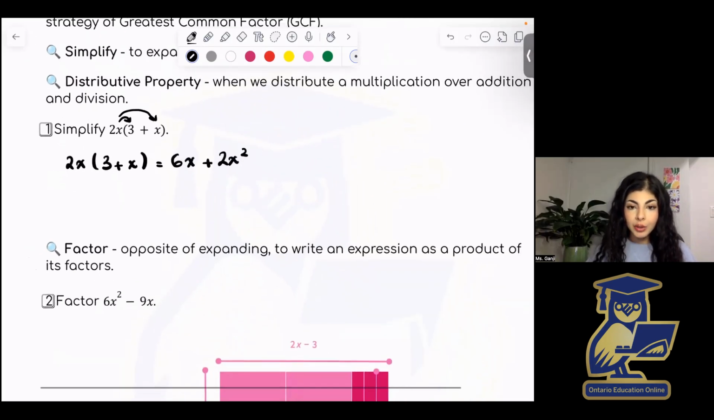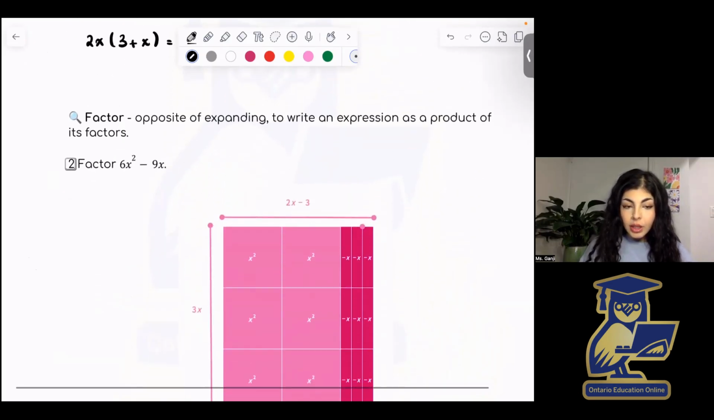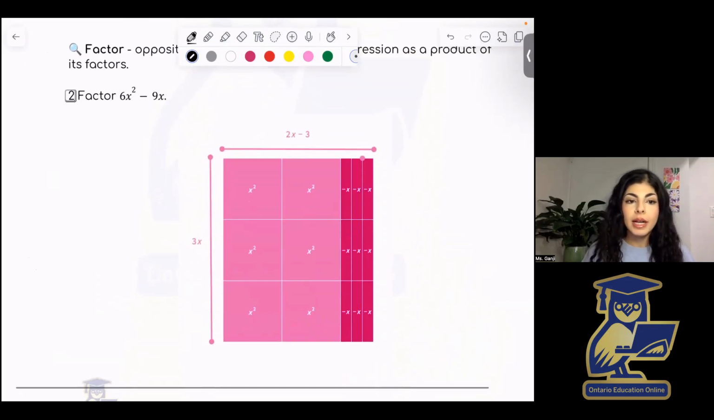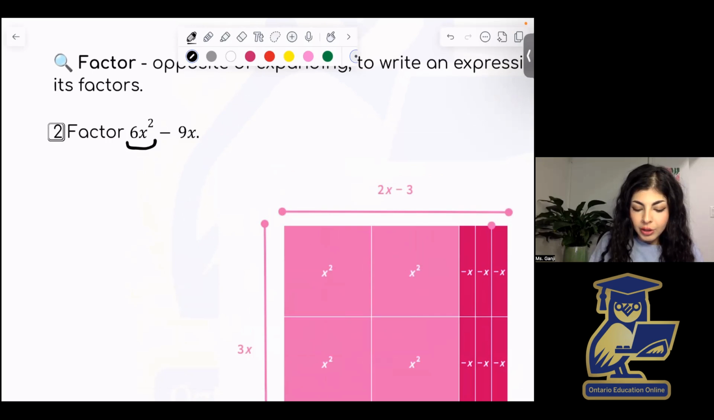Now, factoring is the opposite of expanding. So we now want to collect a common variable, or a common factor, to write our expression in a more simplified way. And I have a diagram here as well to help us. So the expression that we are trying to factor is 6x squared minus 9x. So first we want to see if these two terms have anything in common, any common factors.